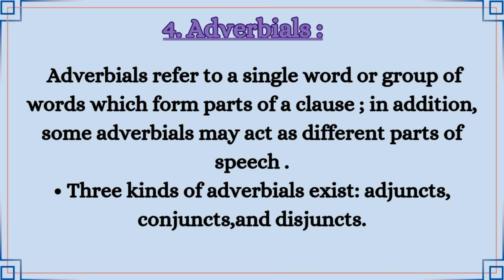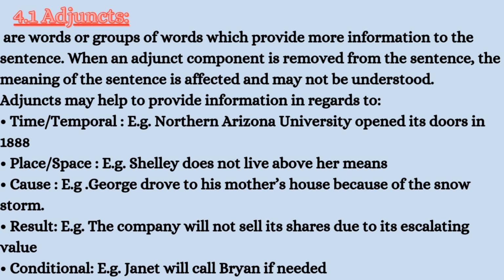Finally, the adverbials. Adverbials refer to a single word or group of words which form parts of a clause. In addition, some adverbials may act as different parts of speech. Three kinds of adverbials exist: adjuncts, conjuncts, and disjuncts. Adjuncts, also called adjunctive adverbs, are words or group of words which provide more information to the sentence. When an adjunct component is removed from the sentence, the meaning of a sentence is affected and may not be understood. Adjuncts may help to provide information in regards to time or temporal.